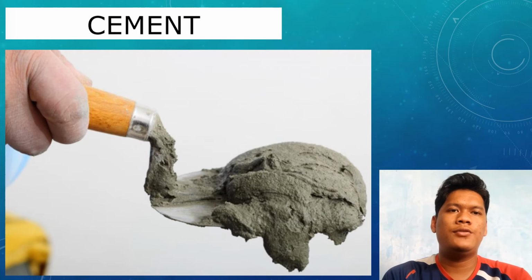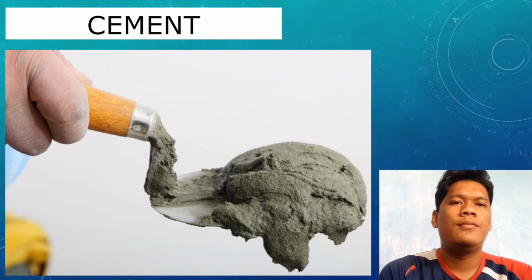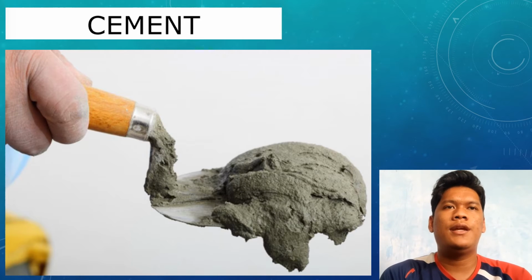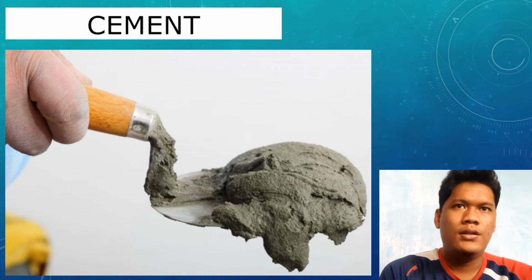The material used in construction is cement. Cement is usually used in construction of roads or buildings. What is cement? Cement is a binder, a substance that sets and hardens independently and can bind other materials together.